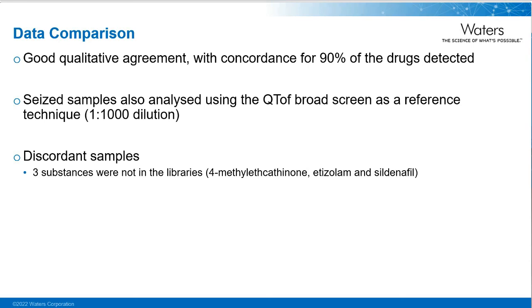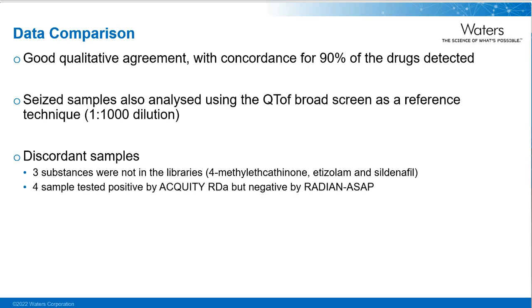4 samples tested positive on the ACQUITY RDa but were initially classed as negative by the RADIAN-ASAP. Following further investigation, the substances were shown to be present in the RADIAN-ASAP data. However, they gave matches which were below the minimum match factor threshold of 850 or 85% that was applied during the analysis. A further 2 samples demonstrated discordant results.